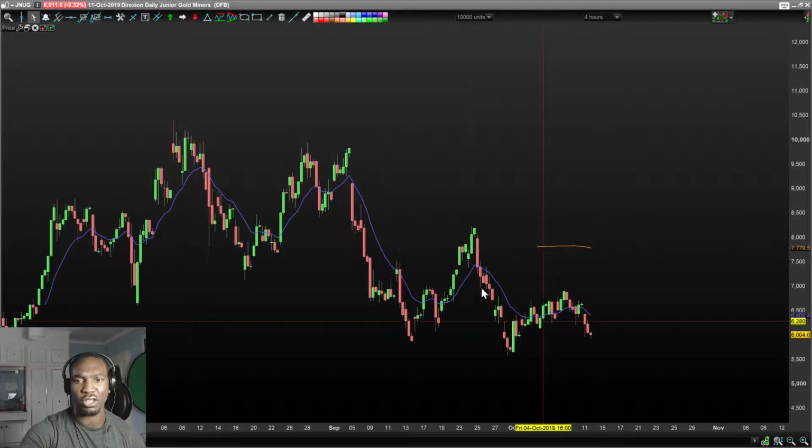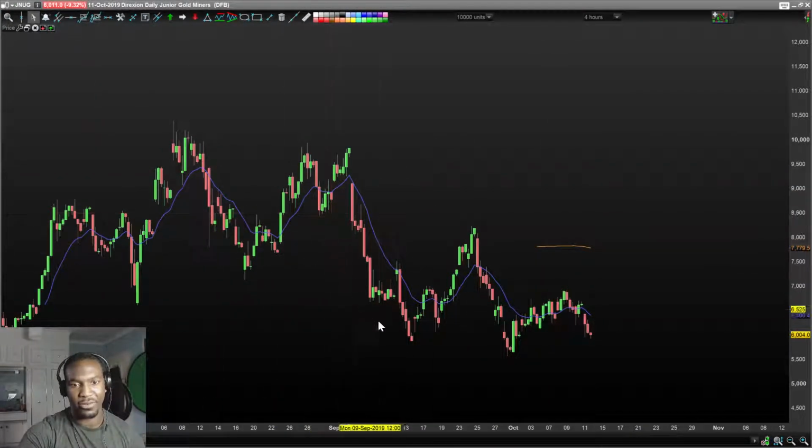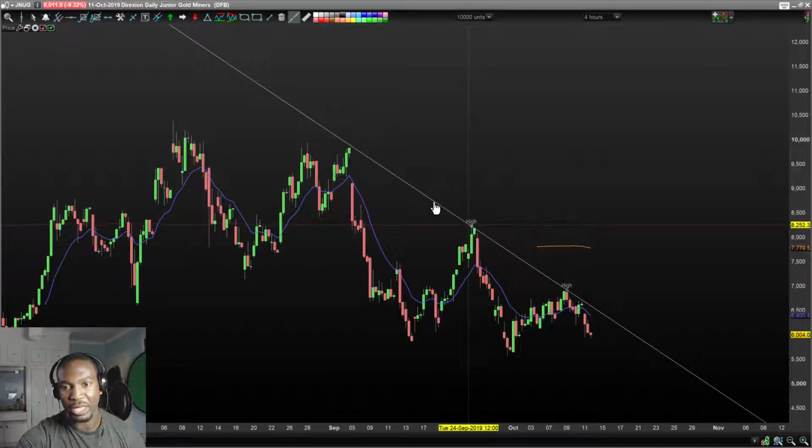Now, right now we have a 4-hour chart of JNUG. And right now it just looks like it's kind of going up and down, up and down. I think it can potentially continue selling off, but I don't want to assume. So I'm going to use some technical analysis. First I'm going to start with some chart pattern analysis. What that means is I'm just going to draw lines and see where that takes us.